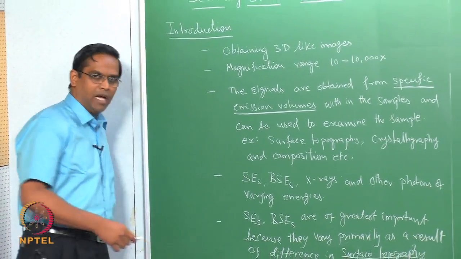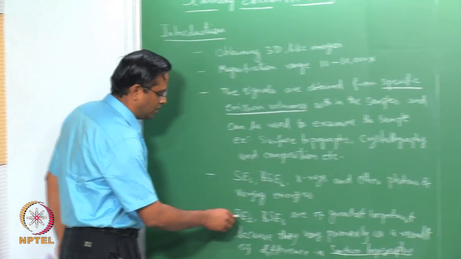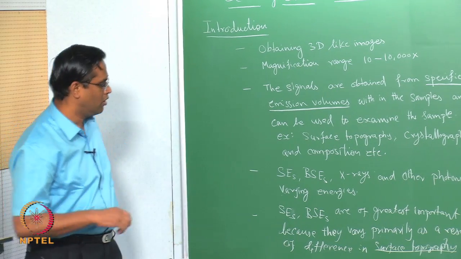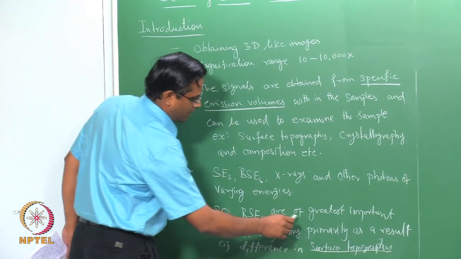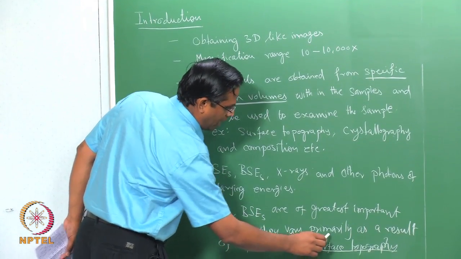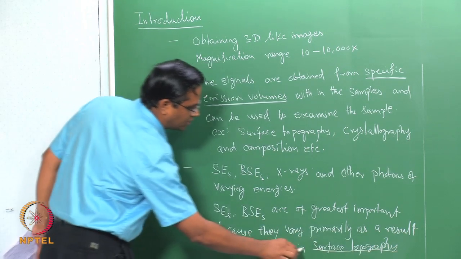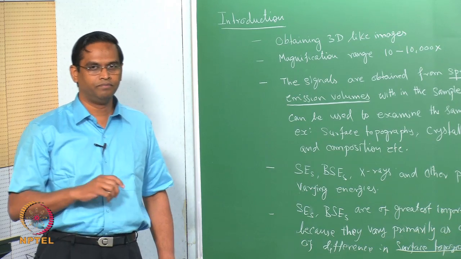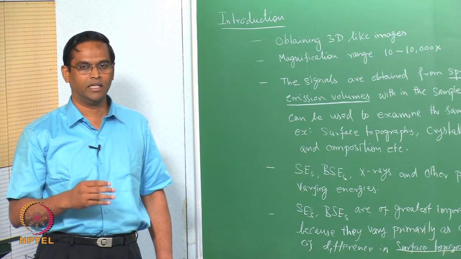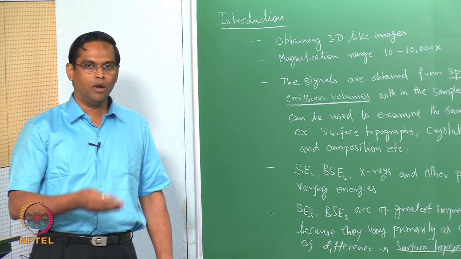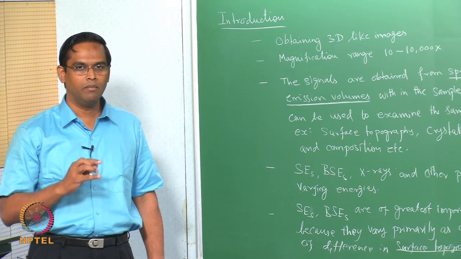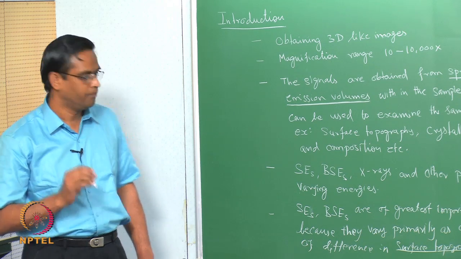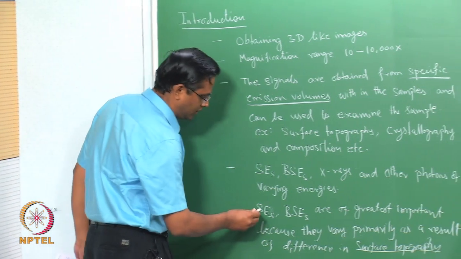And out of all these backward scattering signals, we only talk about secondary electrons and backscattered electrons. Why are we talking only about these? Because they vary primarily as the result of differences in the surface topography. The amount of secondary and backscattered electrons coming out of the specimen surface depends primarily on the surface topography. This is the core idea behind using this tool.